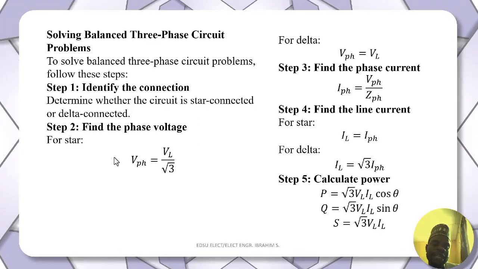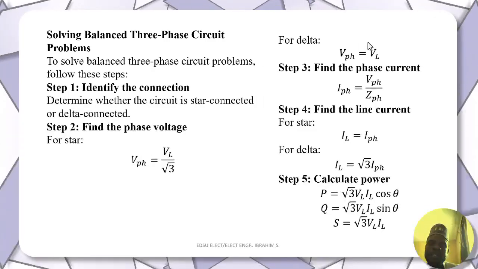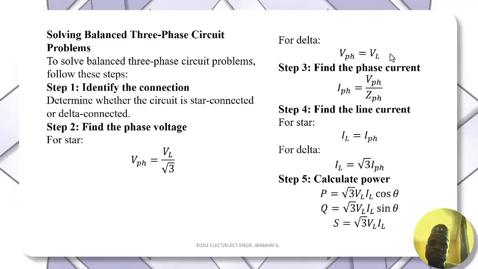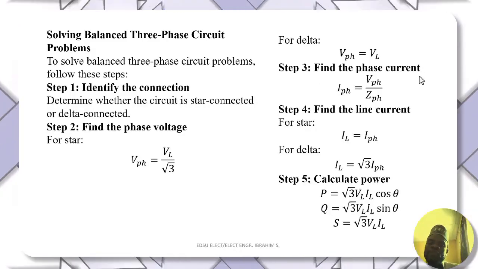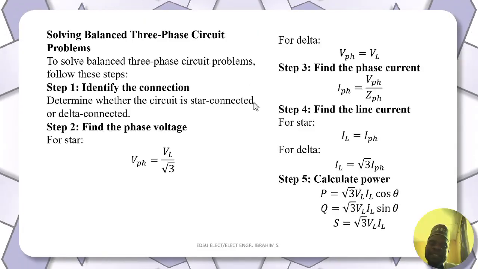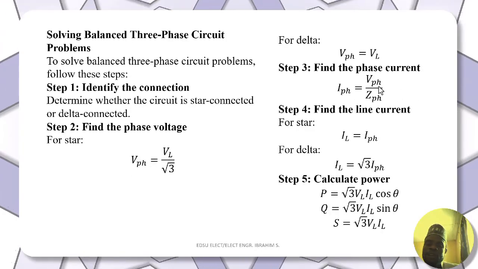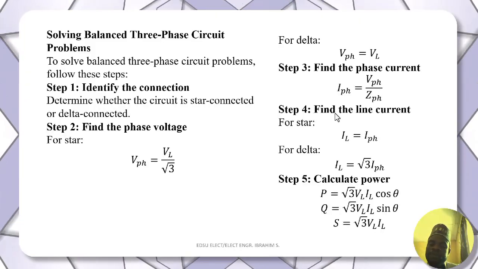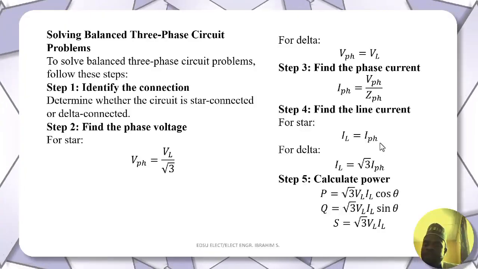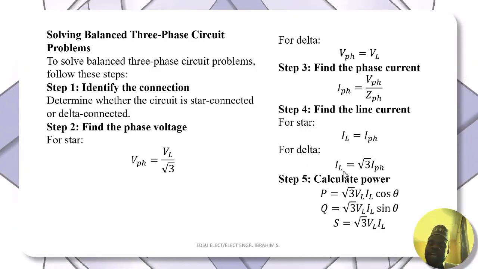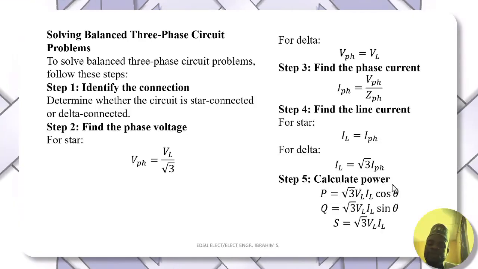If you have identified that it is star connected, then this is your V phase. But if it's delta connected, then this is your V phase with respect to the V line. Then the third step is to find the phase current. After getting your voltage, you can use this formula to calculate your phase current. Step four is to find the line current. For star connection, the line current and the phase current are the same, but for delta, our line current is root 3 times the phase current. Then step five is to calculate the power.